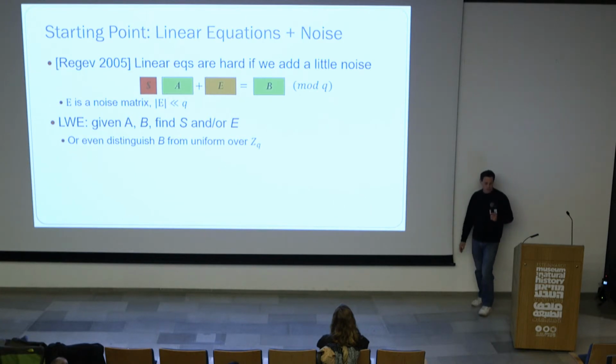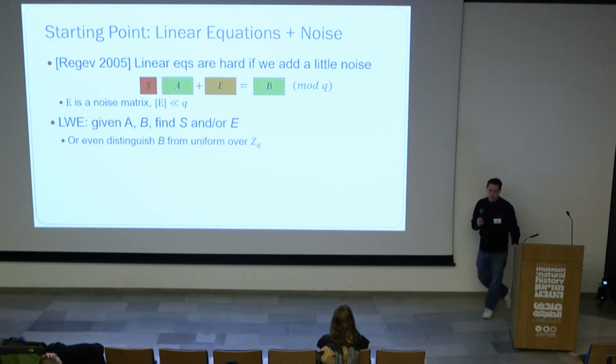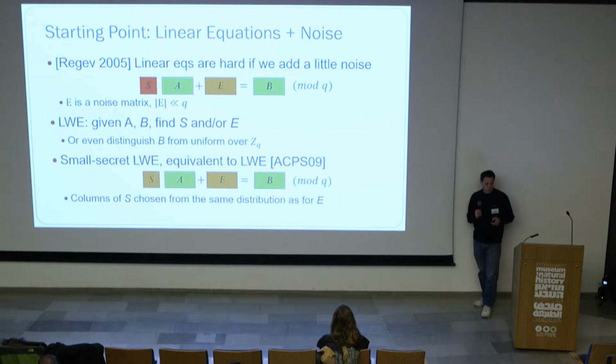You take a linear set of equations like S times A equals B, and you add a little bit of noise to it. So you have a secret matrix S, a public random matrix A mod Q, and a noise matrix E, where the size of the entries in E is a lot smaller than your modulus Q. Now you're given A and B, and you need to find S, and that's hard. Or you need to find E, it's the same thing. It's even hard to distinguish B from just a uniform matrix modulo Q. So that's learning with errors.